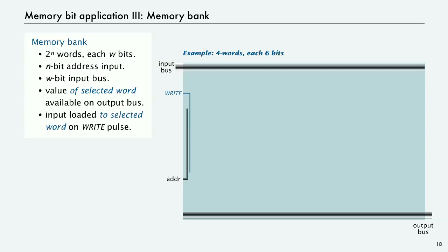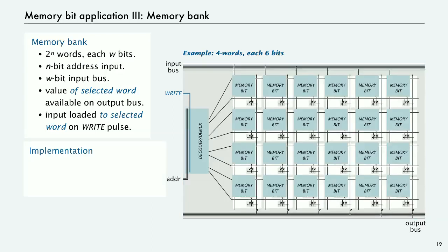And then we also have a write pulse, and the memory bank has the property that when the write pulse becomes 1, then whatever's on the input bus gets loaded into the selected word, and its value is available on the output bus. So it's a sequence of registers, one on each row, except that we use the address to select one of them to work like the register on the previous slide.